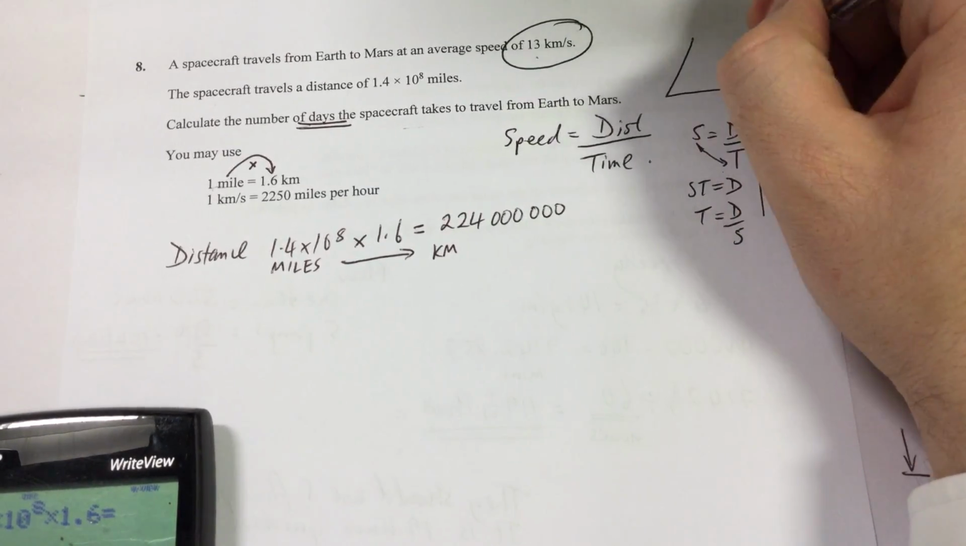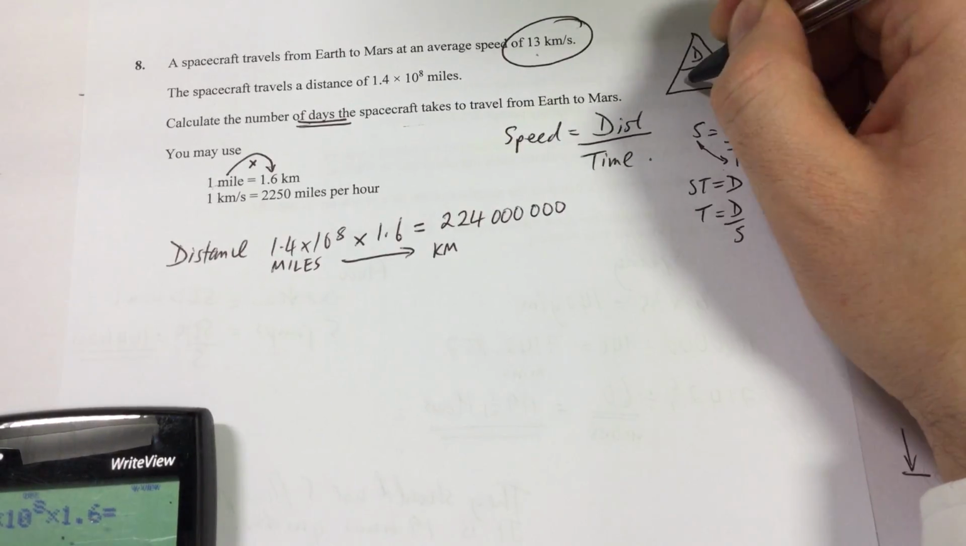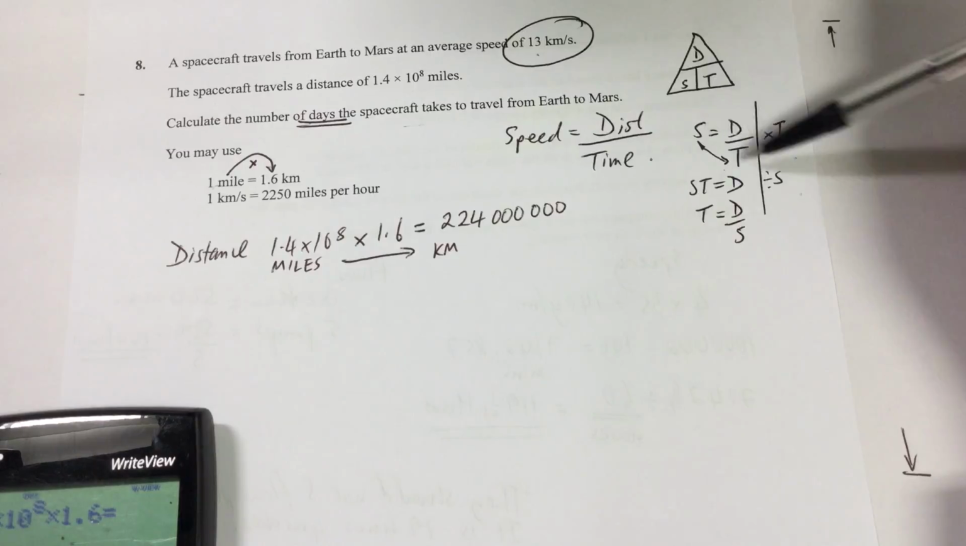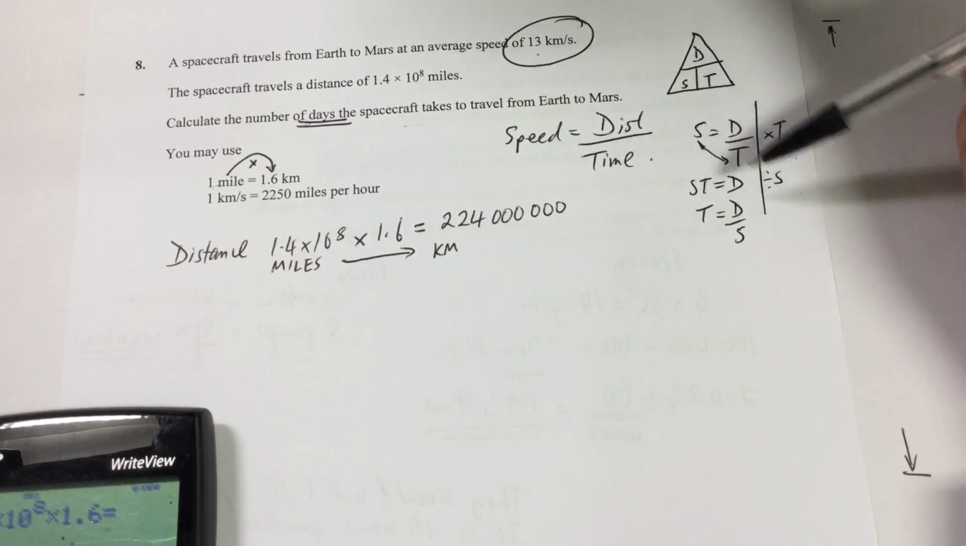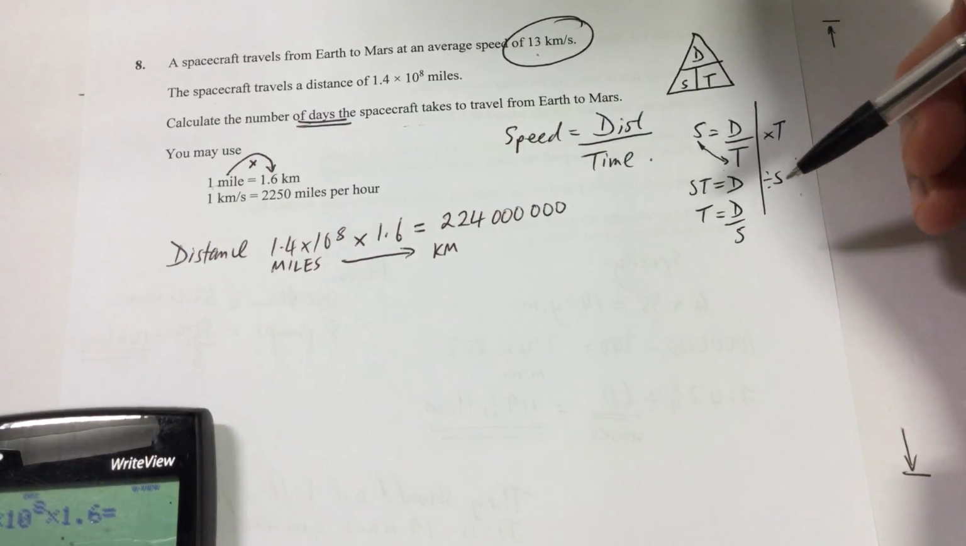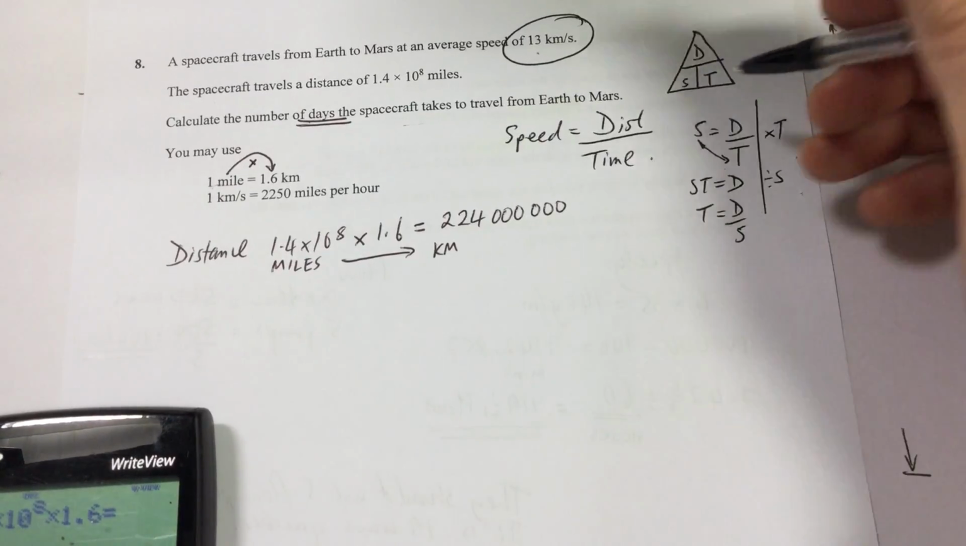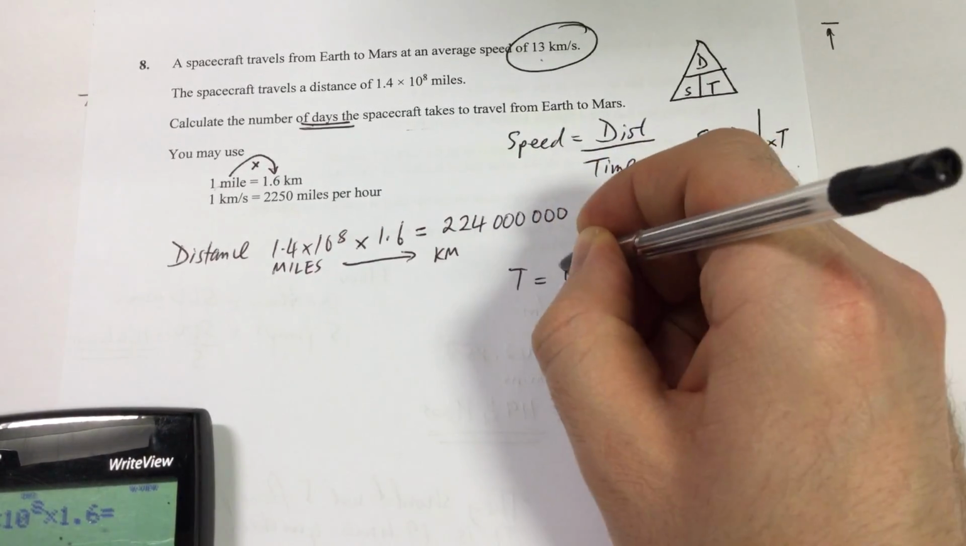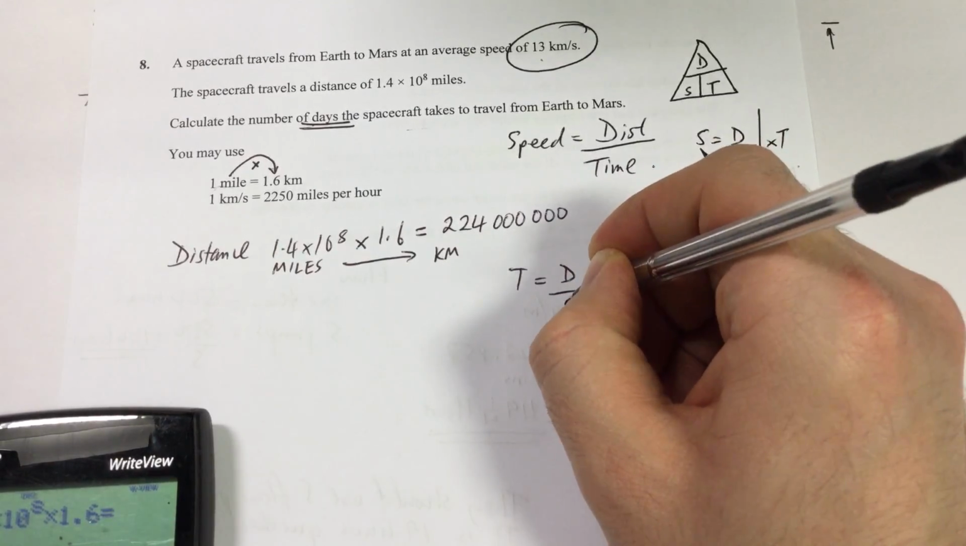This is where the triangle is invented, so you don't have to know this bit, okay, but understanding how to manipulate this is good to know. It's going to come in handy for rearrangement purposes of other equations or formulae you'll be given. So time equals distance divided by speed.